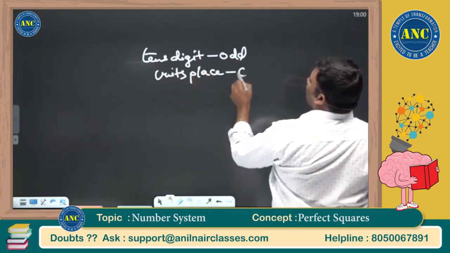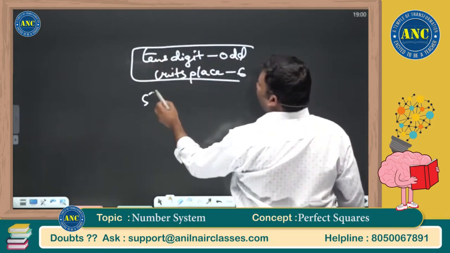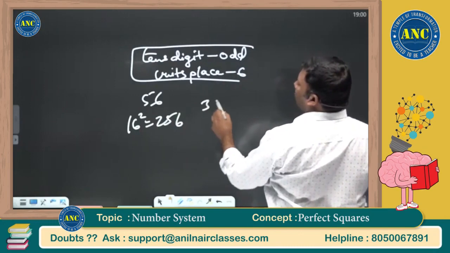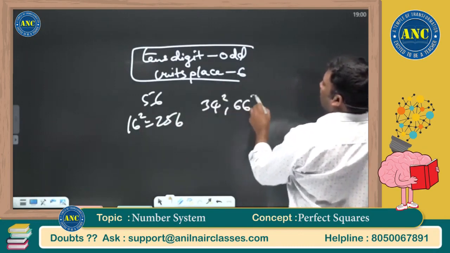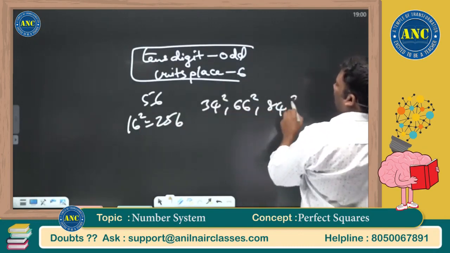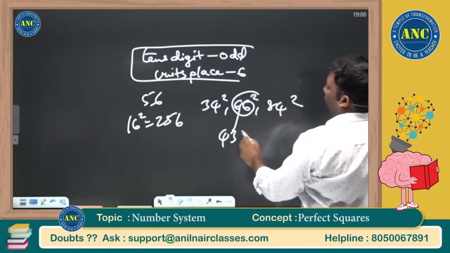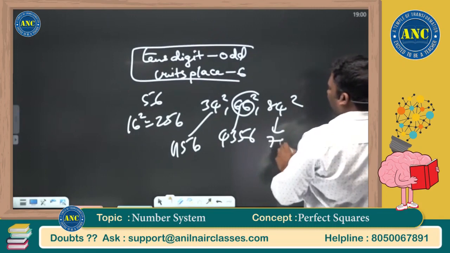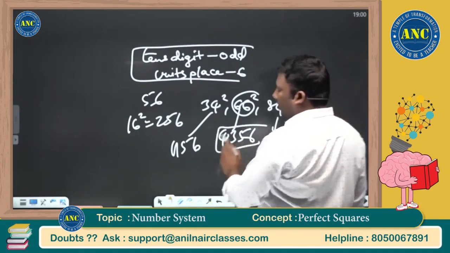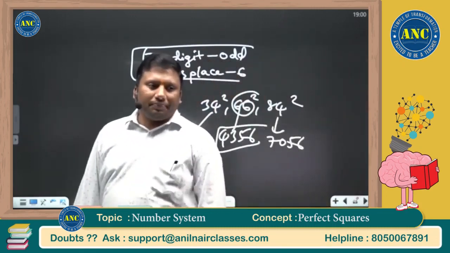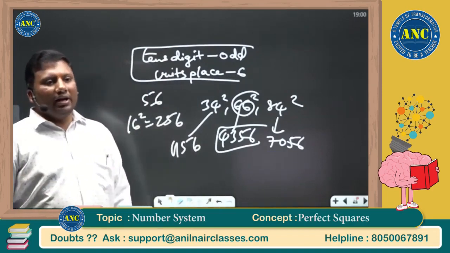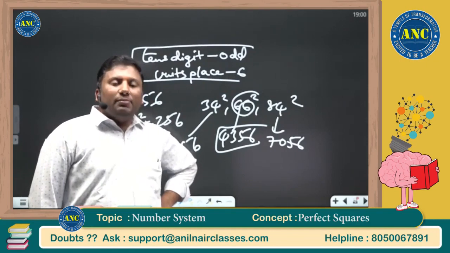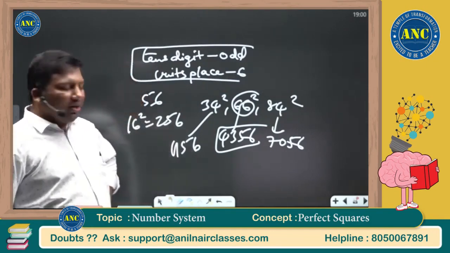Unfortunately, if I miss any case, if a tens digit is odd, units place is 6. If it is 5, 56. 16 square. If I miss any case, please write down, sir. 34 square, 66 square, 84 square. 66 square, I missed it. 4356, 1156, 7056. This case, I think I left it out. You are right. I hope the idea is clear. Papu, you are right. I missed a case. 66 square, 4356.